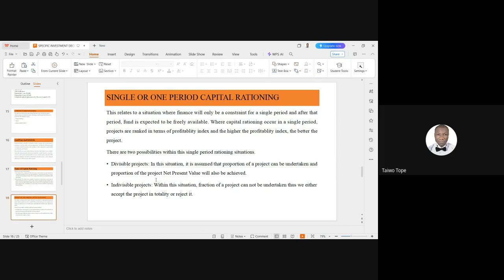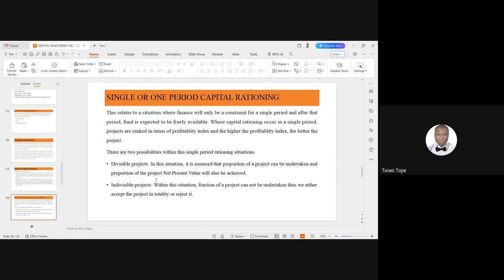When we have a single or one period capital rationing, the shortage of funds only applies in one period, just a year, this year only. So after that, funds are assumed to be unlimited again, available. Yes, because funds are scarce in this period, projects must be ranked to decide which ones to take. So the ranking tool most times is the profitability index.